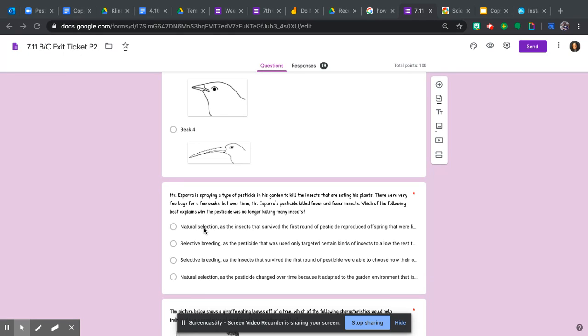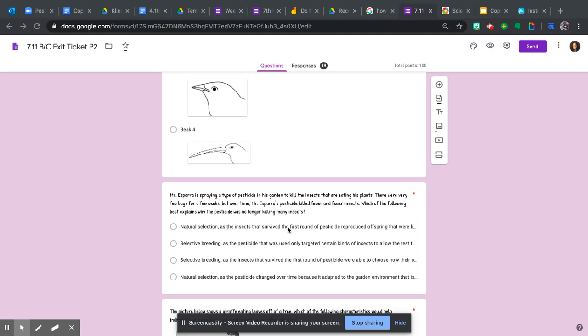So remember, natural selection happens over time in nature. And remember that selective breeding happens by what? You guessed it, humans. Humans have to come into play. So a human is here, but I don't want you to be distracted because it never said that he ever cross-pollinated anyone, that he cross-bred anyone. He didn't breed any insects with any other insects. So selective breeding would be eliminated automatically. So I would cross these two out and I would be left with these two.